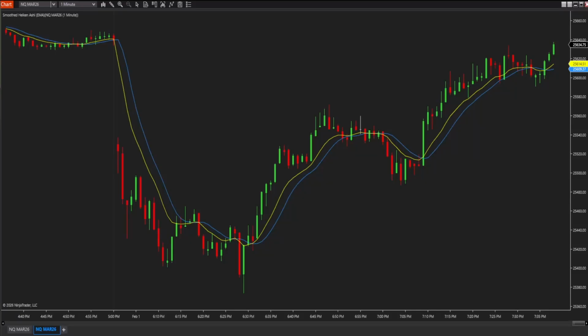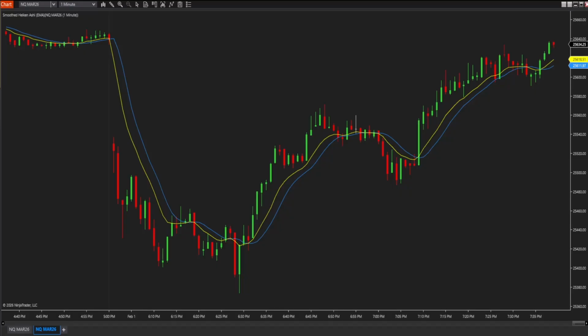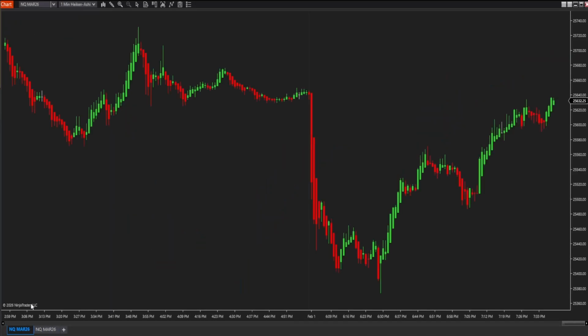Okay, I am going to go over an indicator that I wrote called the smooth Heiken Ashi. Now, Heiken Ashi is different from normal candlestick charts. Here, I'll show you what a Heiken Ashi chart looks like. I have one set up here.